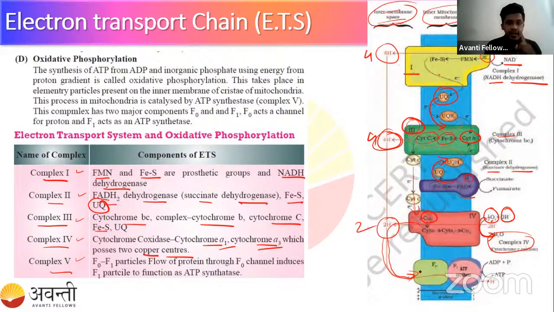Our ATP synthetase has two particles: the F naught particle and the F1 particle. The F naught particle is present as a pump. It looks like a pump which is embedded in the inner mitochondrial membrane.